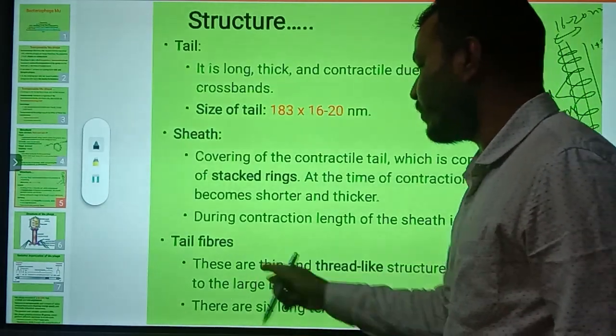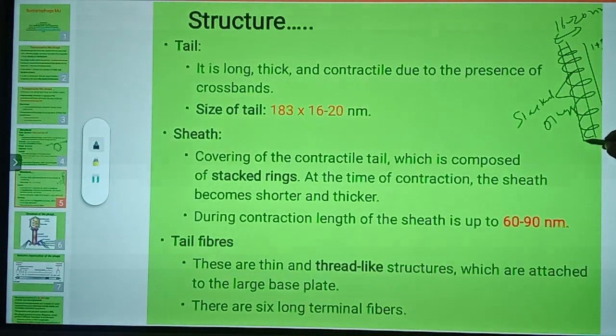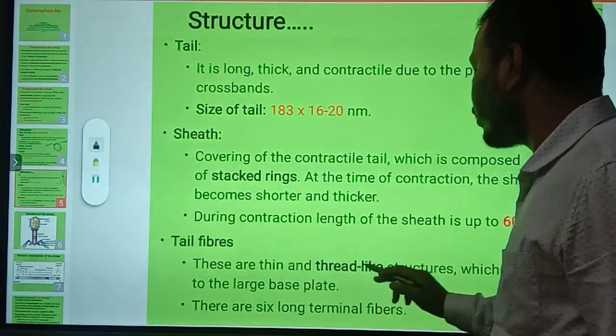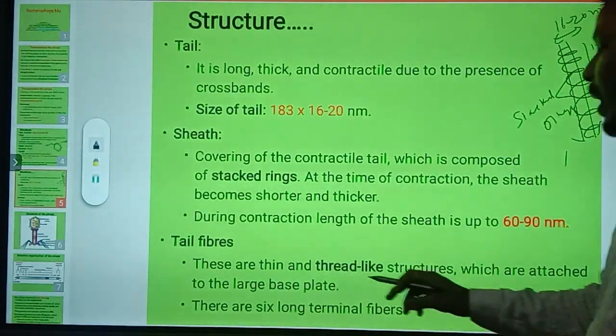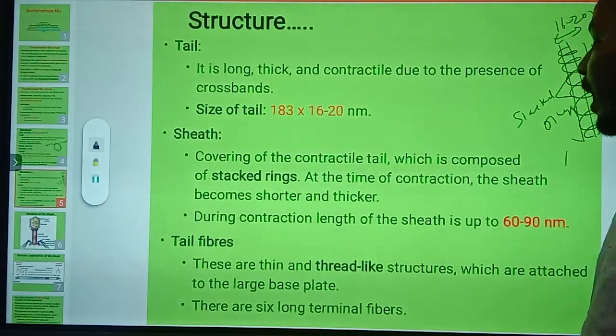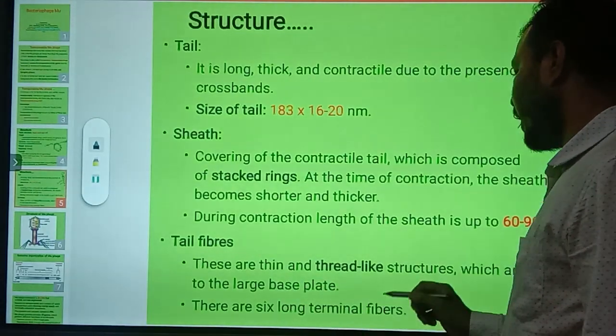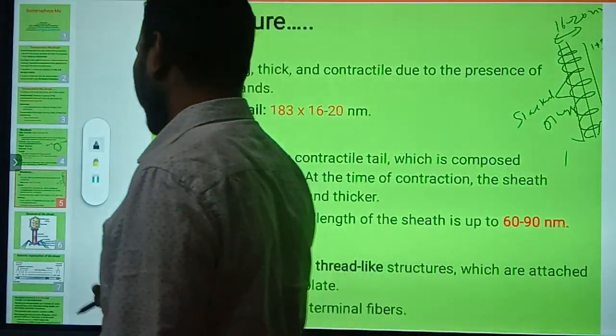Then there is the tail fiber. Tail fiber, this part, right? These are thin and thread-like structures which are attached to the large base plate. There is a base plate, and there are about 6 long tail terminal fibers.